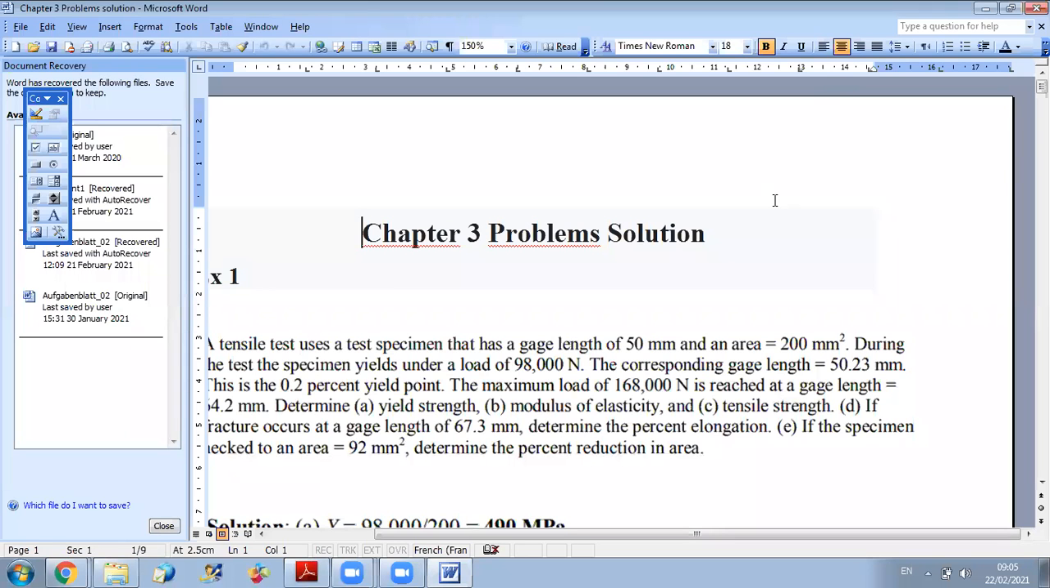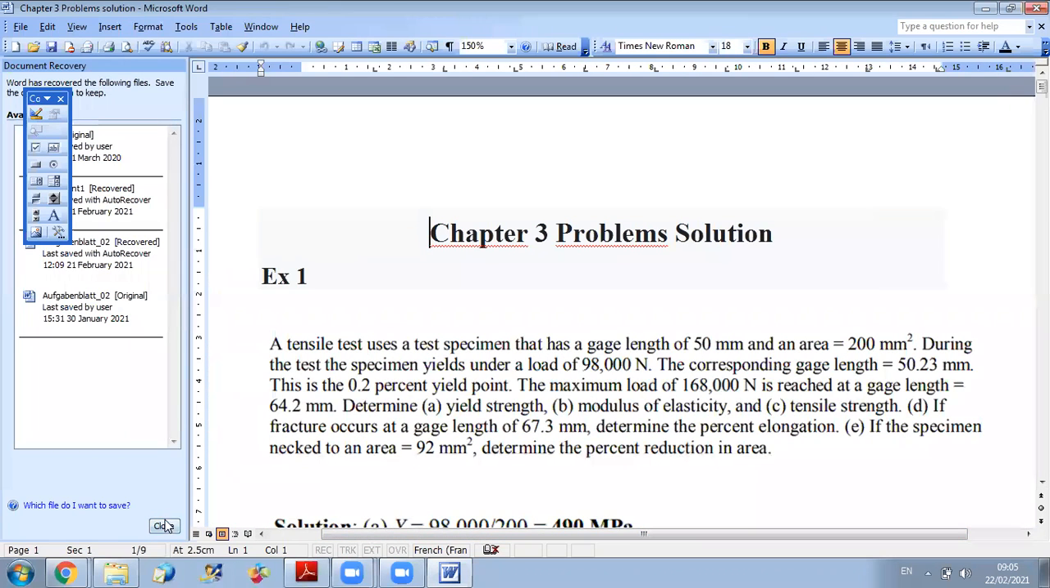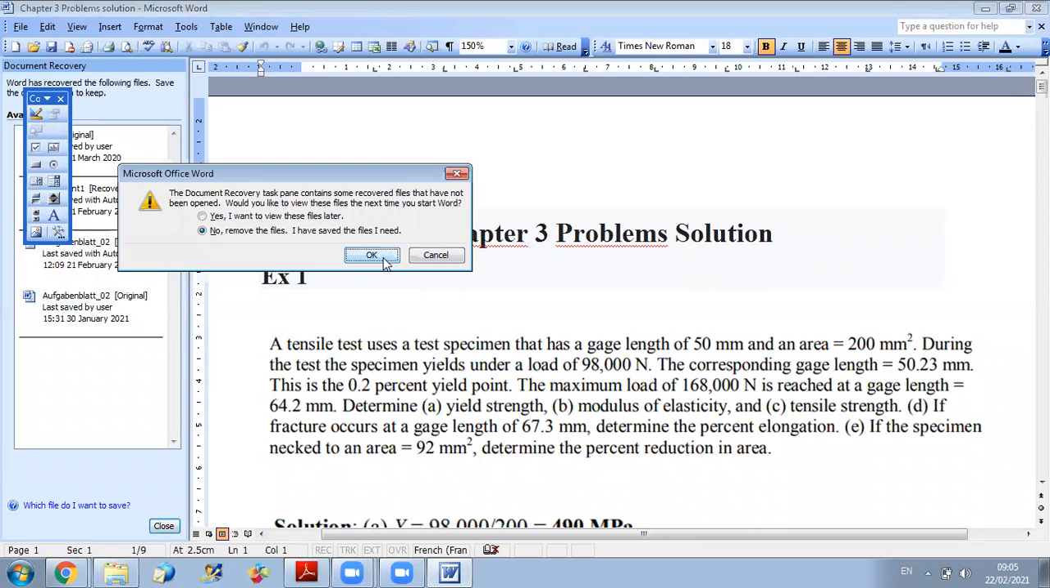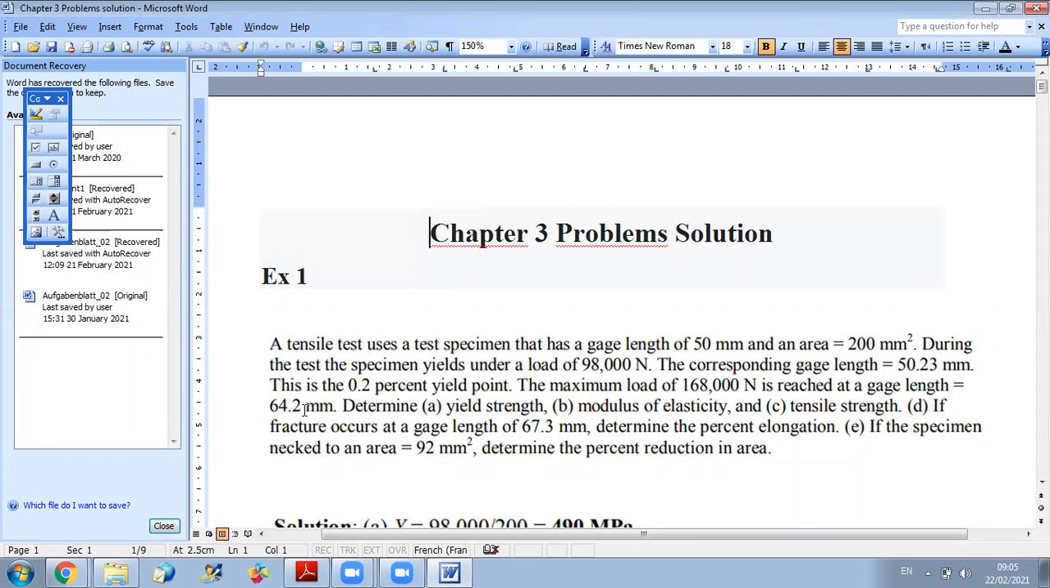We will continue today's solution of problems on chapter 3. We have a tensile test. A tensile test uses a test specimen that has a gauge length of 50 millimeter and an area of 200 millimeter square. During the test, the specimen yields under a load of 98,000 Newton. The corresponding gauge length is 50.23 millimeter. This is the 0.2% yield point.